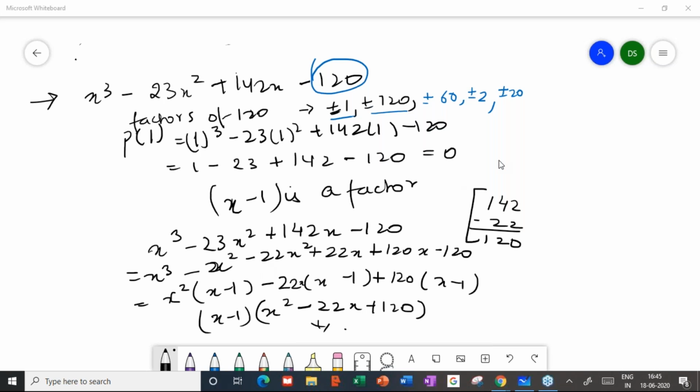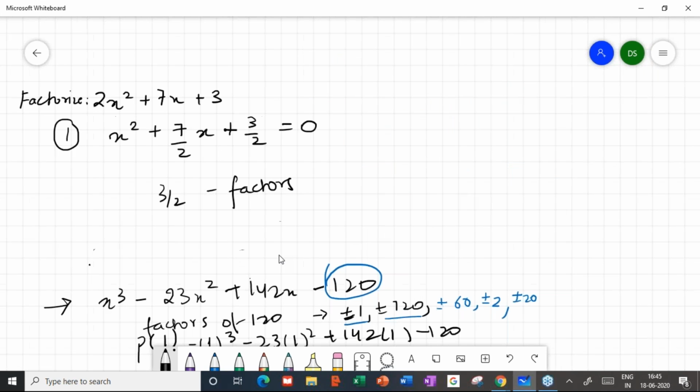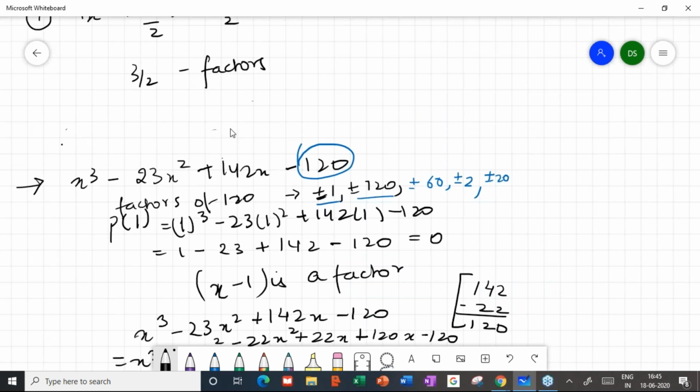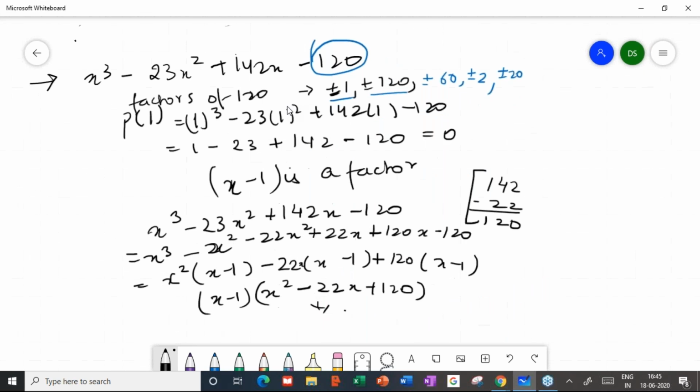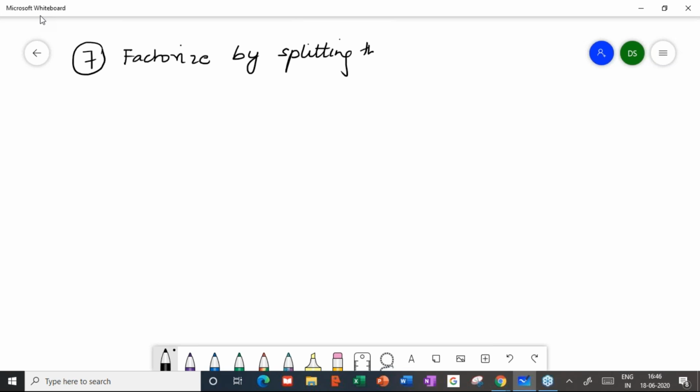Yeah, awesome. Okay, so this was factor theorem, right? And this also covered our second part, which is grouping, like splitting the middle term. So I don't need to explain, or should I just do a quick recap? All I'll do is write it quickly. This will be, I guess, the seventh one, where you factorize by splitting the middle term.